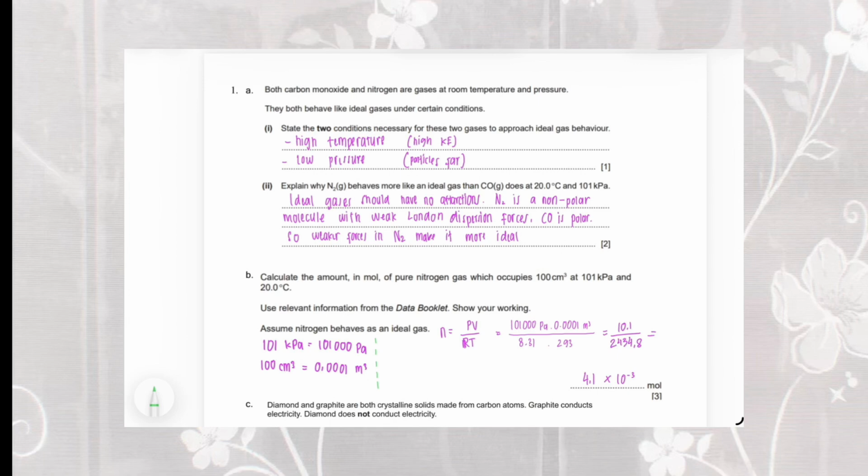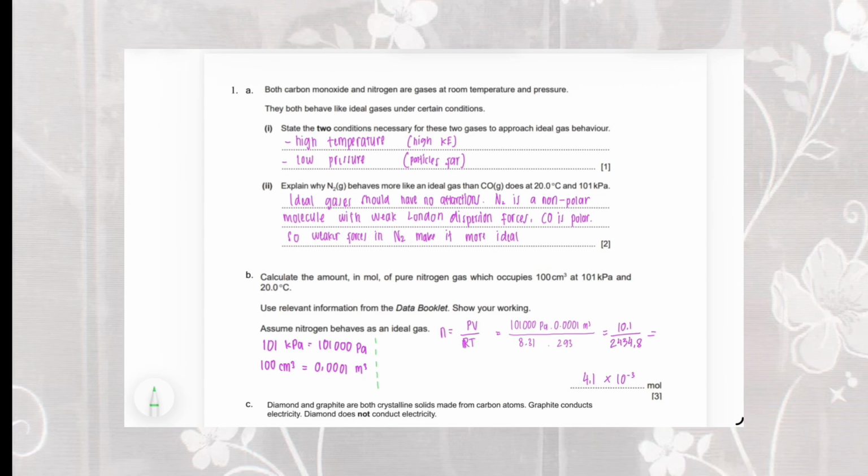2. Explain why nitrogen gas behaves more like an ideal gas than CO does at 20 degrees Celsius and 101 kilopascals. The answer is because an ideal gas should have no attractions. Nitrogen is a non-polar molecule with weak London dispersion forces, while CO is polar, so the weaker forces in nitrogen make it more ideal.